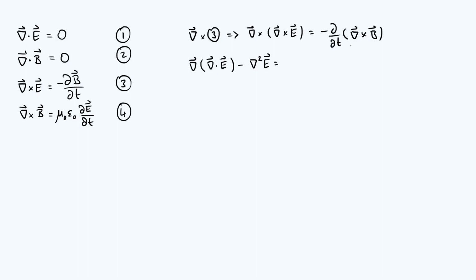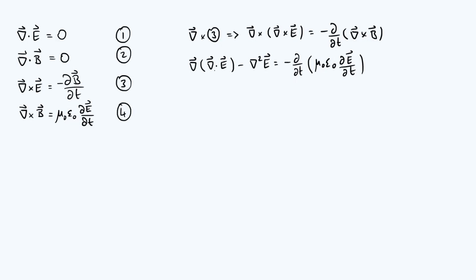And what are we going to do with the right-hand side? Well, curl B, we can substitute from equation 4, in terms of E. And so the right-hand side is now minus d by dt of mu naught epsilon naught dE by dt. And we've already eliminated B, right? Now we've got an equation that only involves E. All we have to do is simplify this down and see what happens.